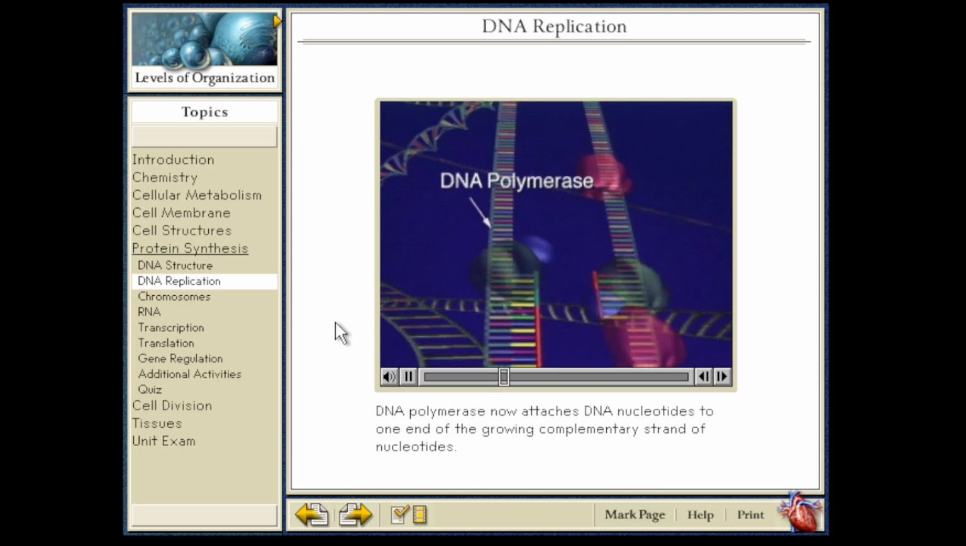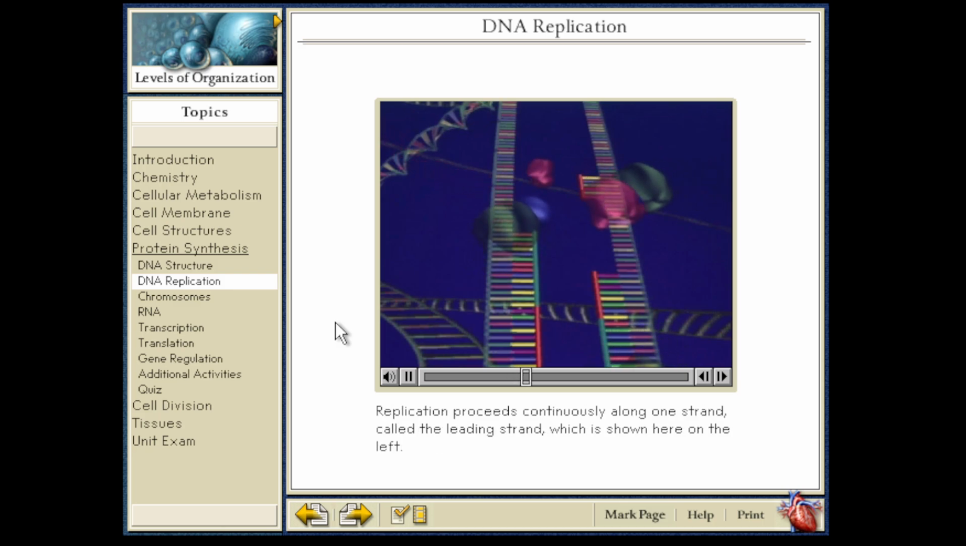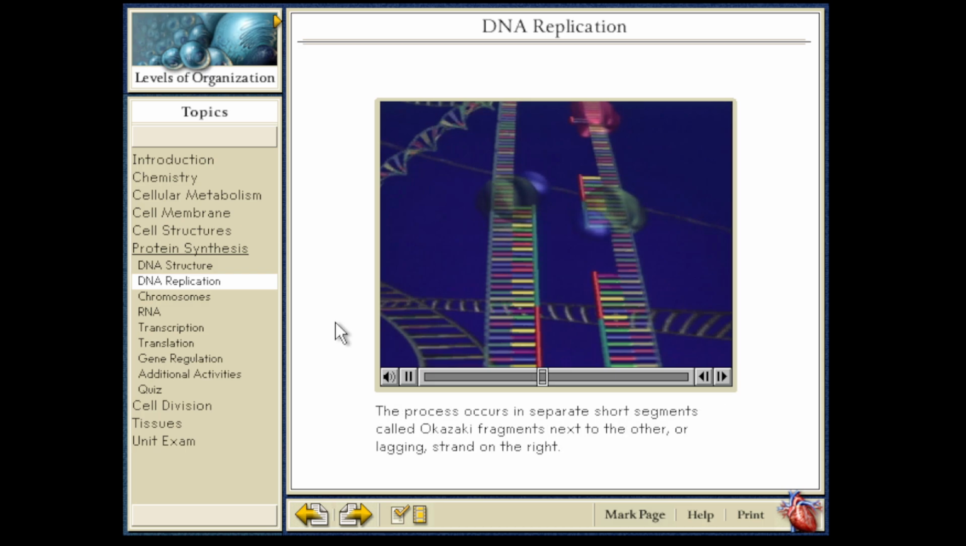DNA polymerase now attaches DNA nucleotides to one end of the growing complementary strand of nucleotides. Replication proceeds continuously along one strand, called the leading strand, which is shown here on the left. The process occurs in separate short segments called Okazaki fragments, next to the other, or lagging strand on the right.